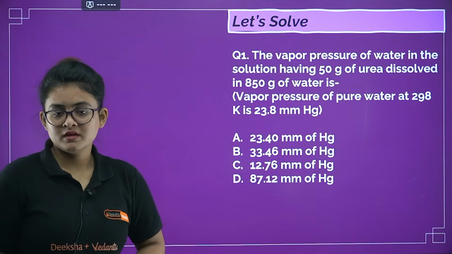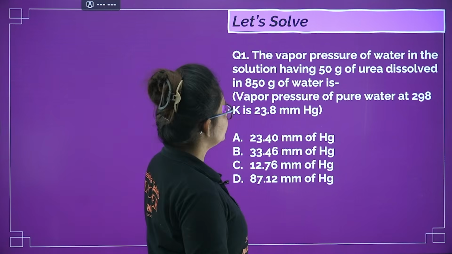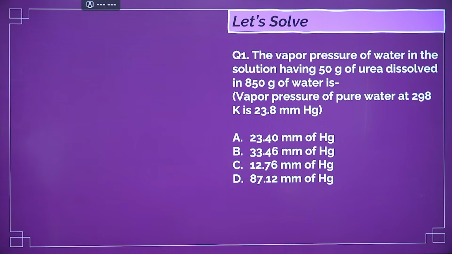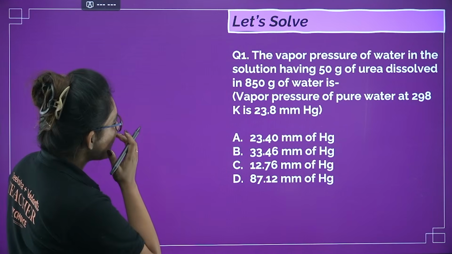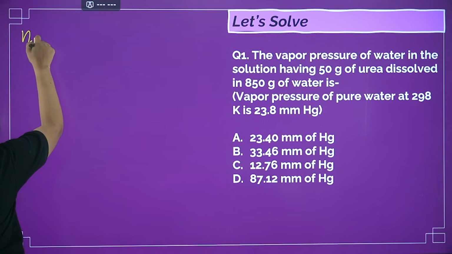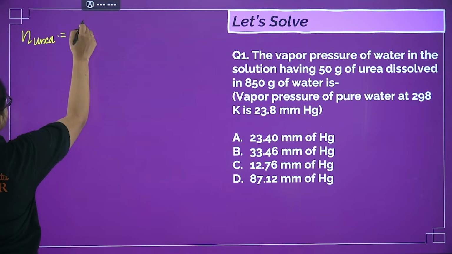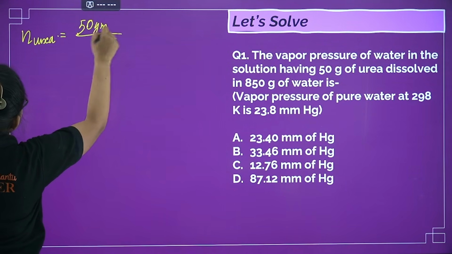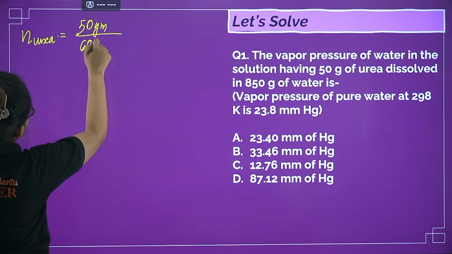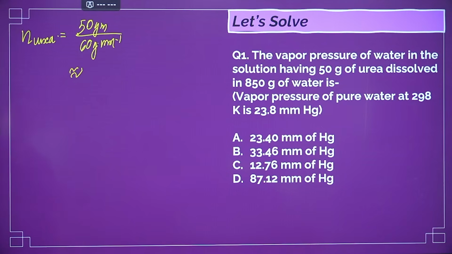Okay, one problem. Let's target it. Find the vapor pressure of water in the solution having 50 gram of urea dissolved in 850 gram of water. Let's find out. At first, let's find the number of moles of urea. So that's going to be how much? 50 gram of urea they gave, so 50 gram divided by the molecular weight of urea, which is 60 gram per mole. That is 5 by 6, right?